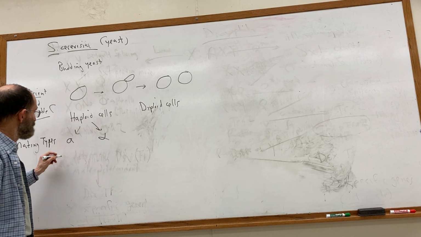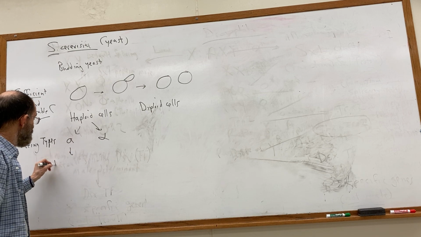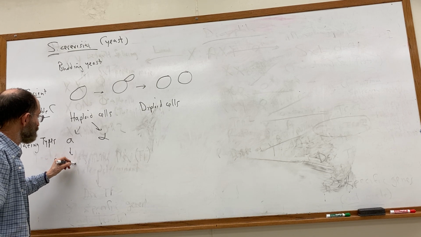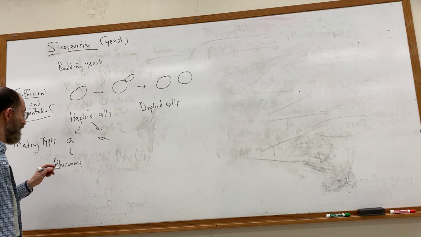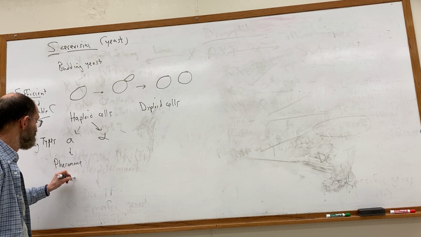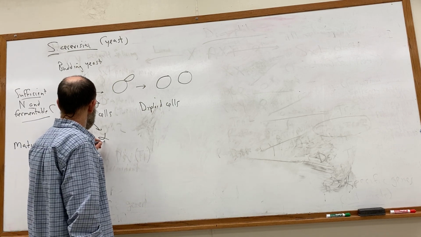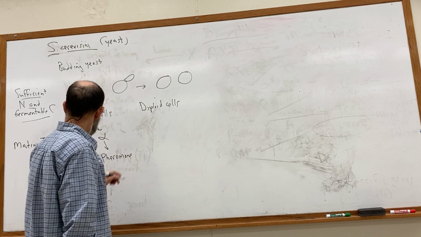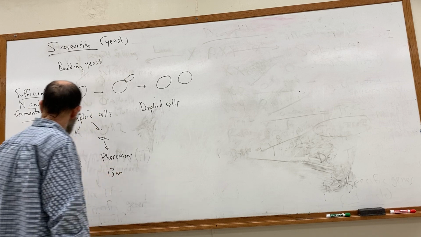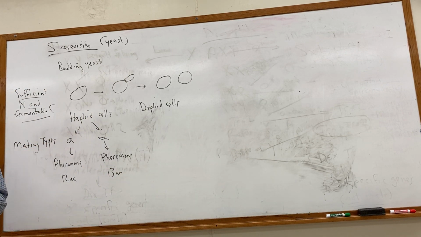And the A cells produce a pheromone that is produced from a gene and then processed into a final smaller peptide. So the active A pheromone is 12 amino acids, and the alpha pheromone is 13 amino acids. And the A pheromone actually has some chemical modifications that are added to that small peptide after it gets produced.